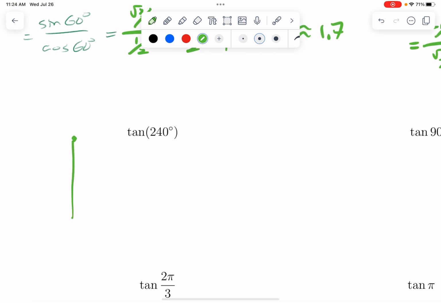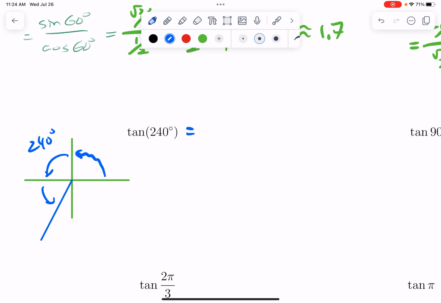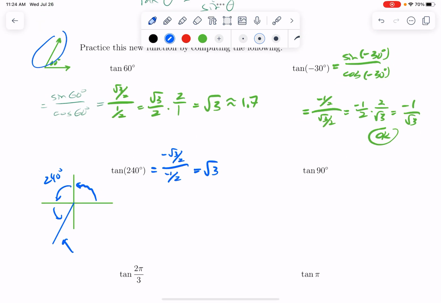240 degrees, let's visualize that one. 90 degrees, another 90 degrees, and another 60 degrees. It's like that. This is where 240 degrees is. The sine is negative root 3 over 2. The cosine is negative 1/2, and that reduces to root 3. This actually has the same steepness as this one. It's pointing in completely the opposite direction, so the steepness or tangent is exactly the same.